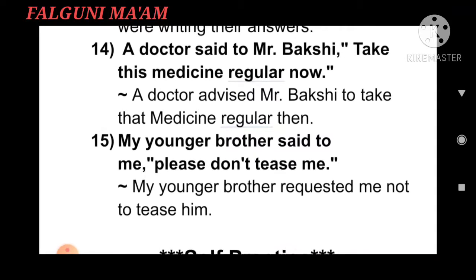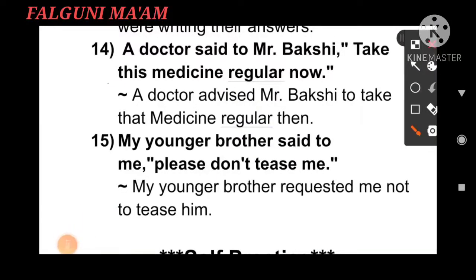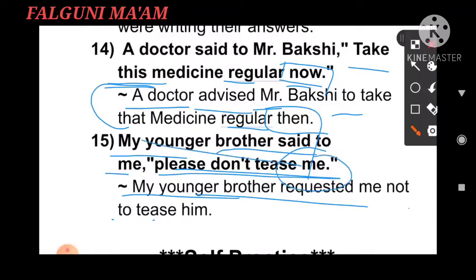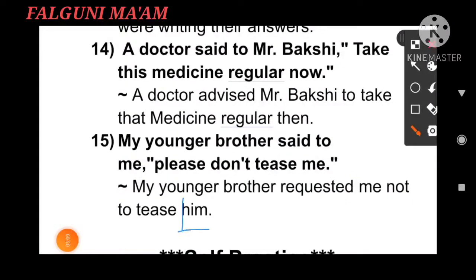14th one, a doctor said to Mr. Buxy, take this medicine regularly now. So a doctor advised. Mostly if a doctor says something, it's a tone of advice. So a doctor advised Mr. Buxy to take that medicine regularly then. Now converts into then. So here is a change of time word. This converts into that, now converts into then. Next: my younger brother said to me, please don't tease me. So my younger brother requested me not to tease him. Me is used for my younger brother, and my younger brother is male, so me converts into him. So my younger brother requested me not to tease him. You can also write that my younger brother forbade me to tease him. It doesn't matter that we have the word please, but if we use forbade, it's also okay. No need to use please again in the indirect narration.